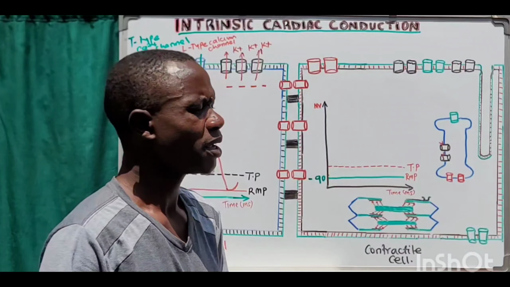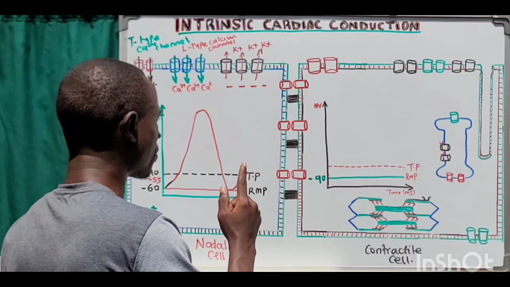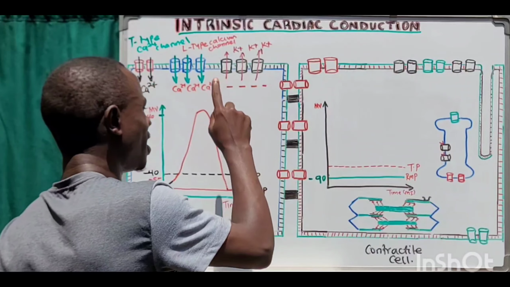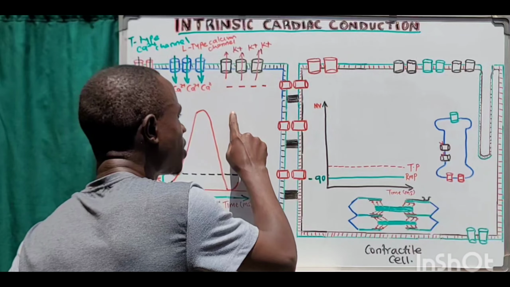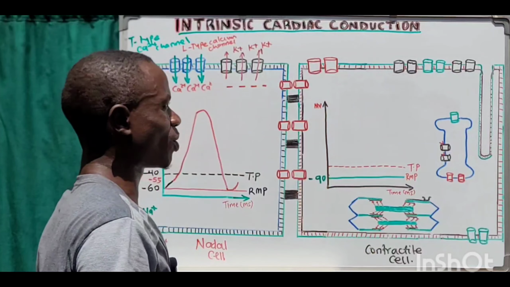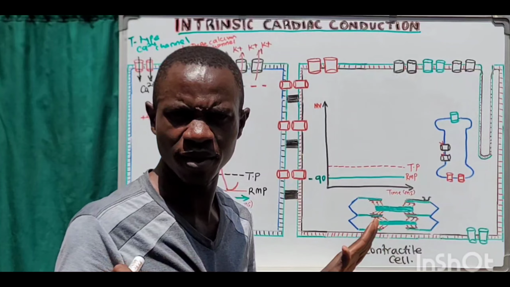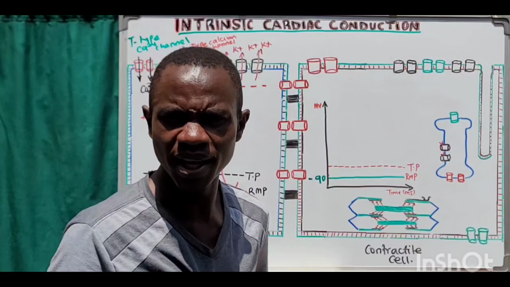And then finally it can repolarize. But now we want to see, during the depolarization of this nodal cell, how is it going to lead to the depolarization of this contractile cell? Because this cell cannot depolarize on its own. It needs something to be stimulating it.